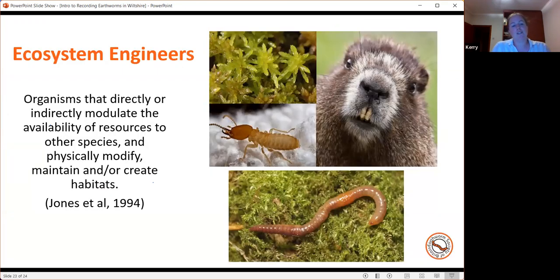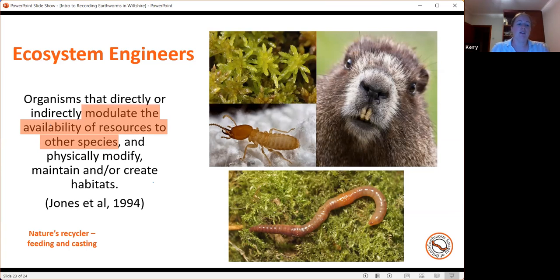And so all of that has led to earthworms being classified as ecosystem engineers. So this is an organism that directly or indirectly modulates the availability of resources to other species and physically modifies, maintains, and or creates habitats. So a well-known example of an ecosystem engineer is the beaver, who's chopping down trees, making dams, completely transforming the environment that it's living in. But earthworms are also engineering the ecosystem.